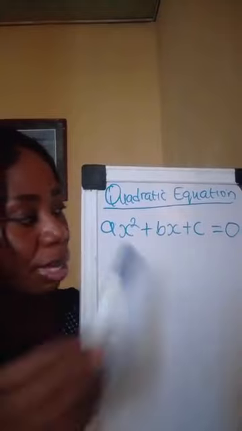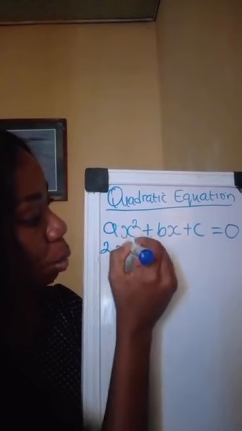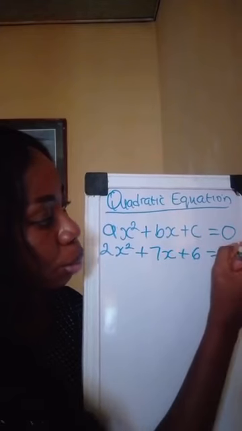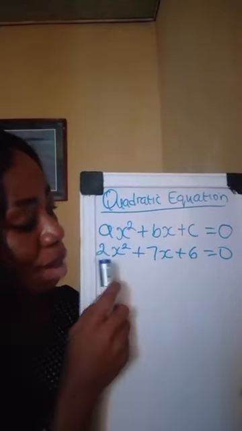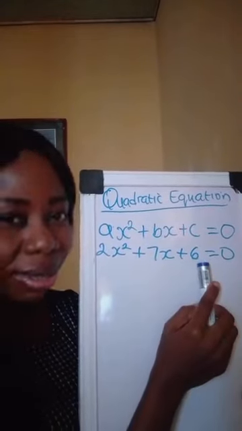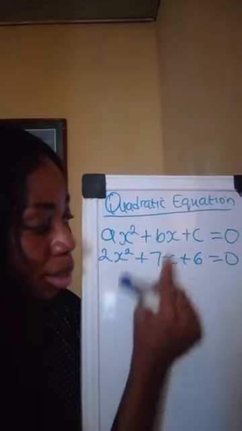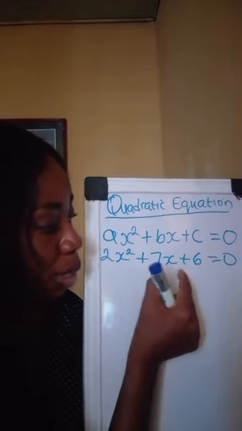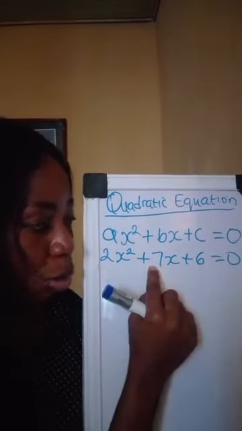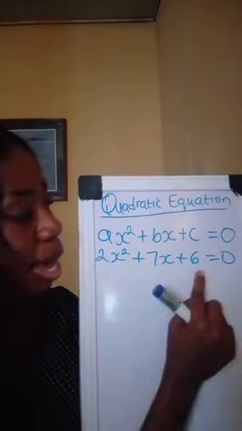Okay, so let's give a, b, and c values. Let's take this quadratic equation: 2x squared plus 7x plus 6 is equal to 0. So here we have our a as 2, our b as 7, and c is 6. The factorization method is all about splitting the middle term. The b is the middle term. We are going to split b in such a way that the sum of those two numbers is equal to b, and the product of the same numbers will be equal to the product of a and c.